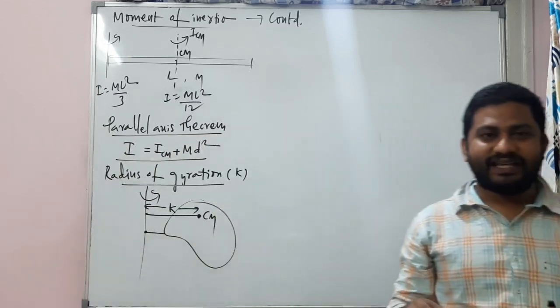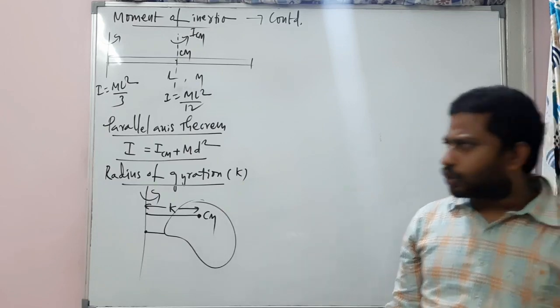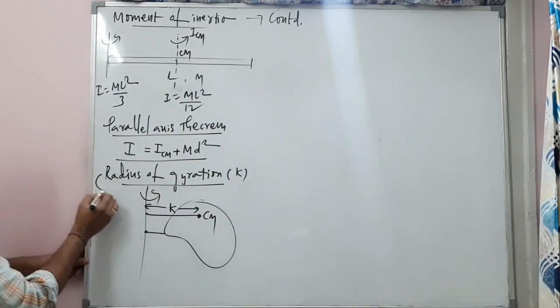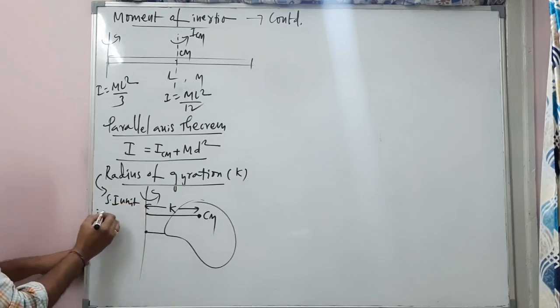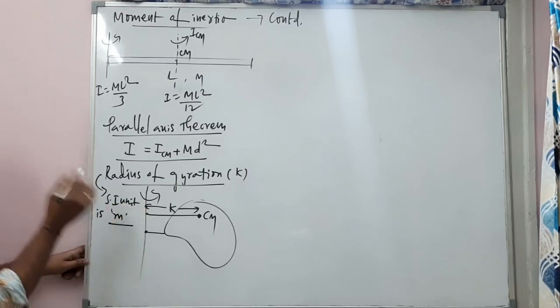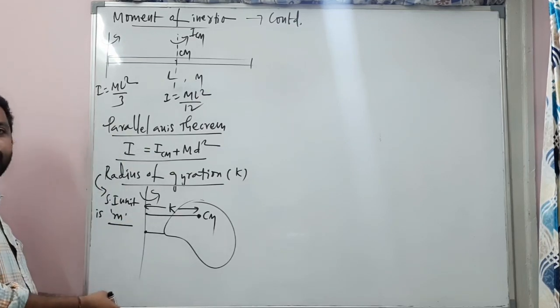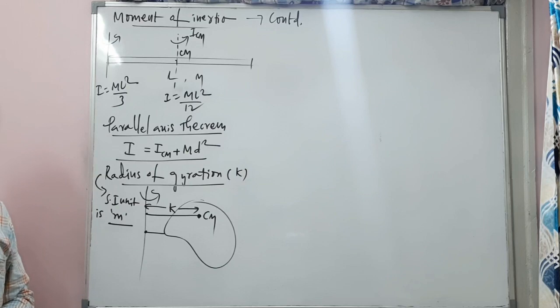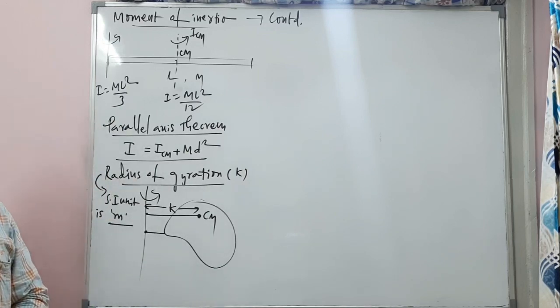Radius of gyration is a distance, so its SI unit is the unit of distance. It's the meter. No confusions. Distance from where to where? From the axis of rotation to the center of mass of the rigid body, which is rotating about this particular axis of rotation.